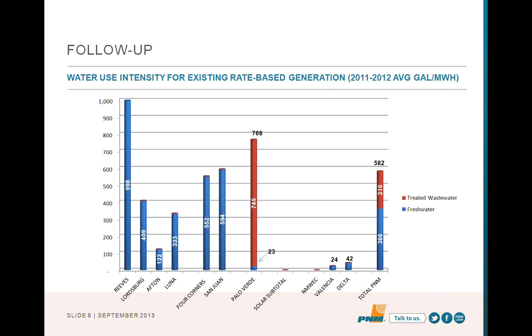It's Dave. I just want to be clear that the vertical axis is gallons per megawatt hour. Yes, we have the units over here on the slide instead of on the axis, but yeah, gallons per megawatt hour. So it's a measure of intensity.